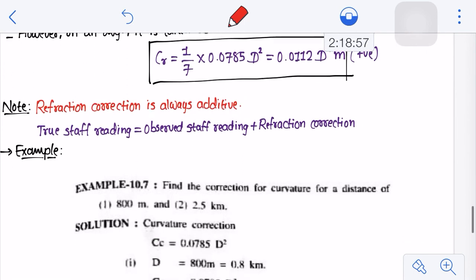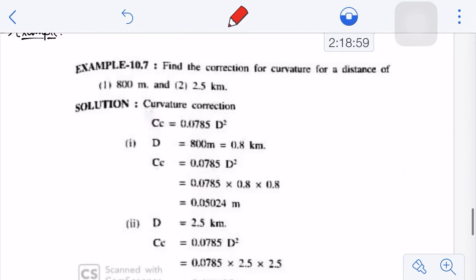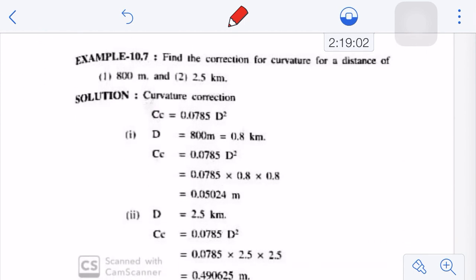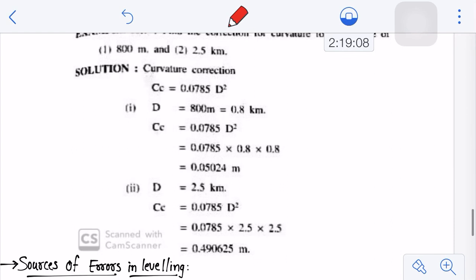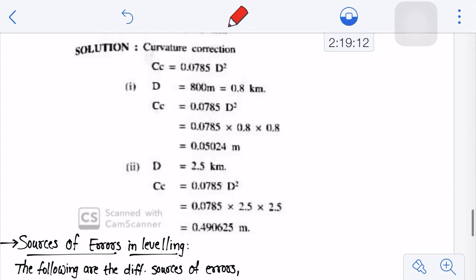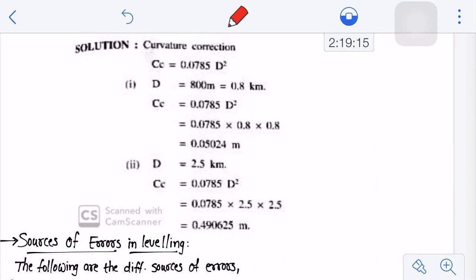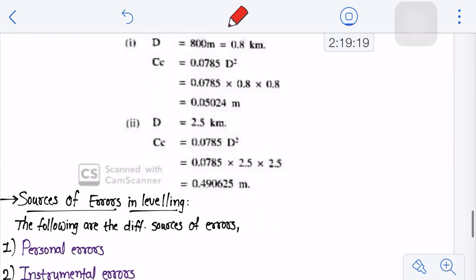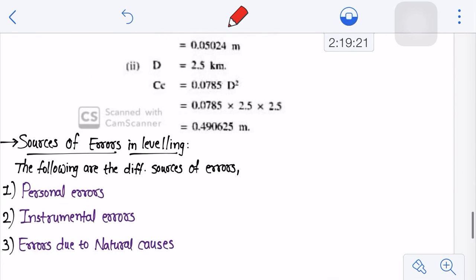There is one small example I have incorporated in my notes. You can see a snap of that example here. Find the correction for curvature at the distances 800 meters and 2.5 kilometers. So you make use of the formulas available in our discussion, and finally you can get this correction. And this correction, when it is subtracted or added to your observed staff reading, you will get the true staff reading. Okay, so that's all about the corrections.